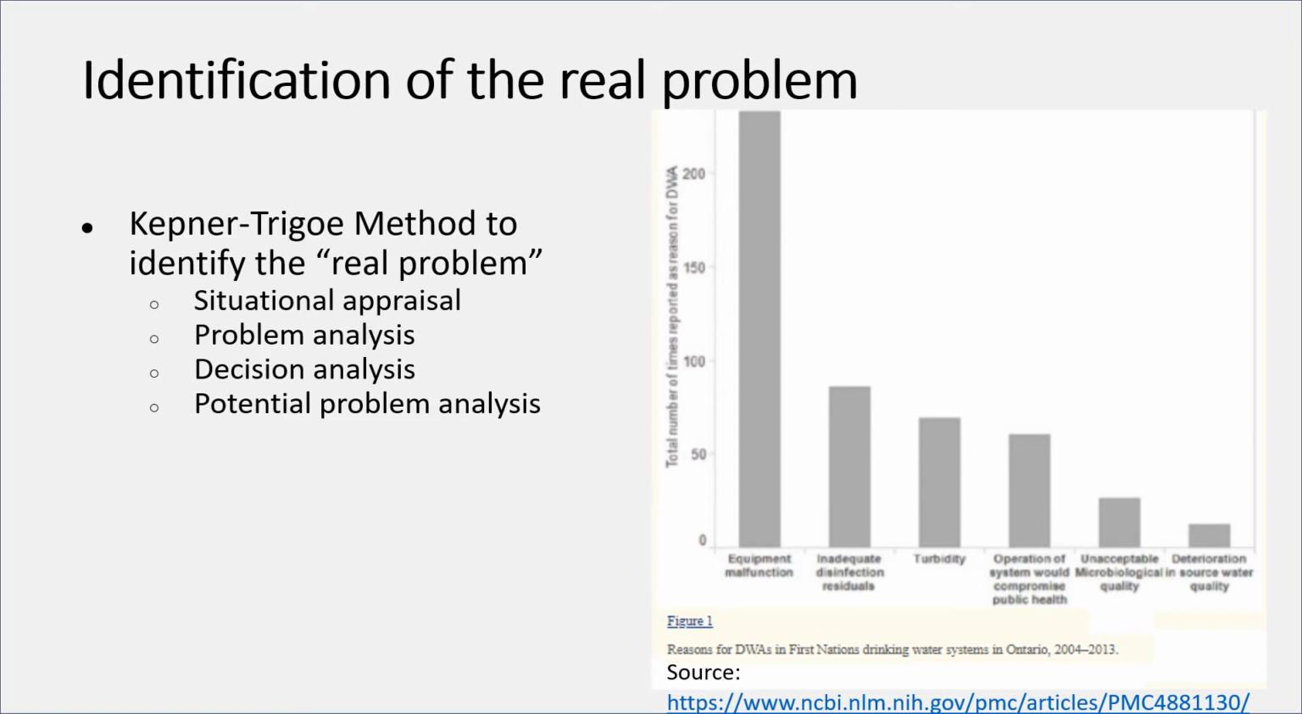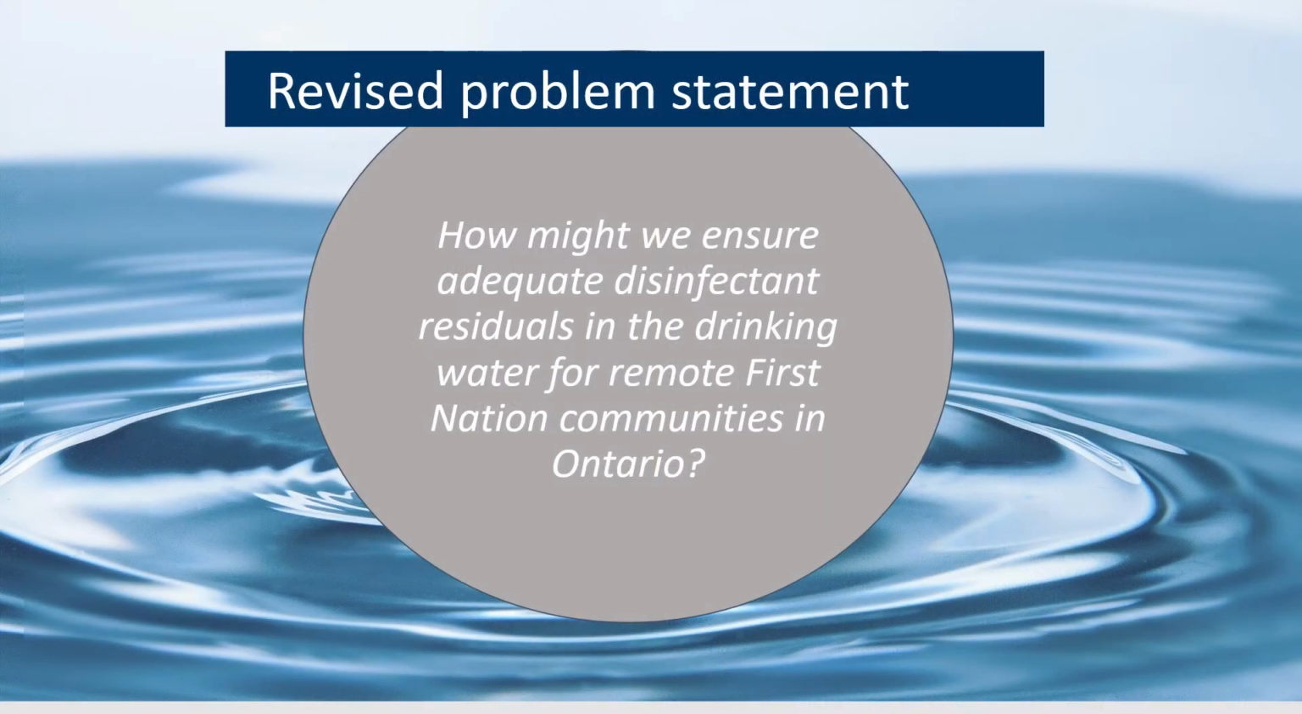effectiveness of water treatment. In potential problem analysis, we found that it's important to understand the relationship between weather and hydroclimate variability, the need for maintenance, and recognize that different impurities in communities may require varied responses. All of this led us to revise our problem statement to be: how might we ensure adequate disinfectant residuals in the drinking water for remote First Nations communities in Ontario?